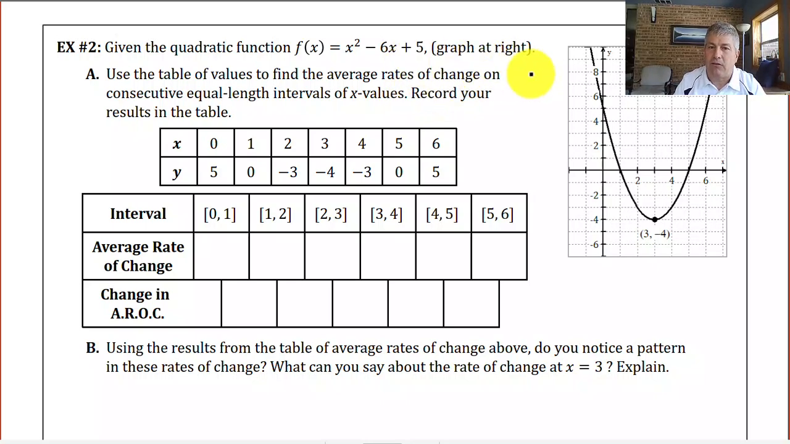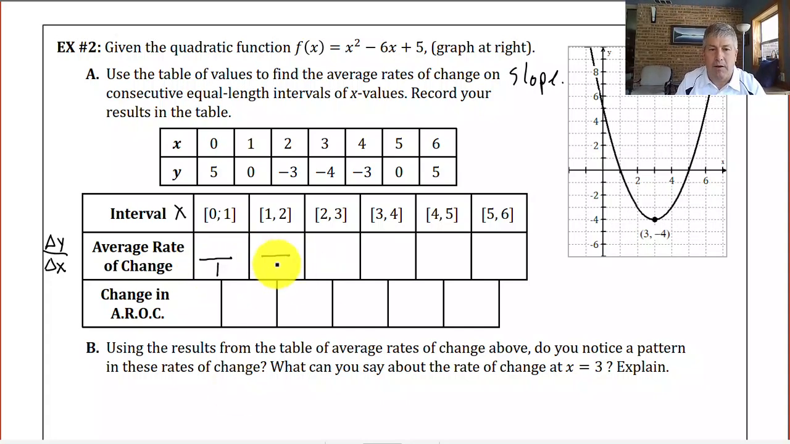Well, average rate of change is slope, and our slope is going to be our change in y over our change in x. Well, our x's are these intervals from 0 to 1, 1 to 2, and 2 to 3. So fortunately for us, our change in x is always 1.